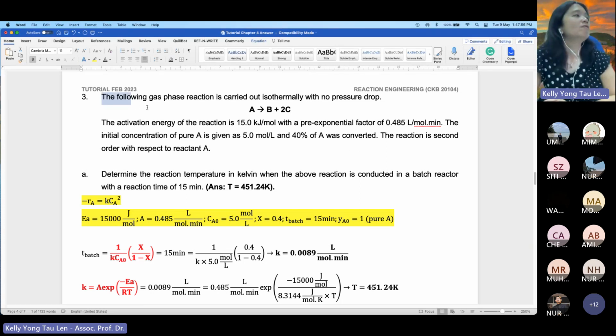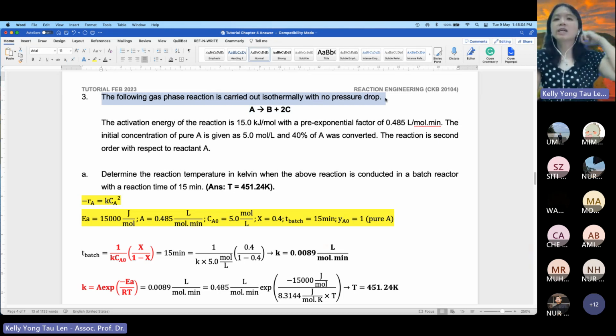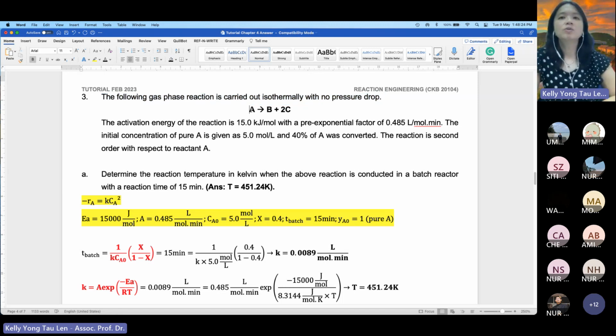They say the following gas phase reaction is carried out isothermally with no pressure drop. Importantly, in this reaction we now use a gas phase reaction. Remember I said liquid phase and gas phase will produce different equations for you. So you have to really understand the difference when we use liquid phase or gas phase. The reaction is A reacting to produce 1B and 2C.